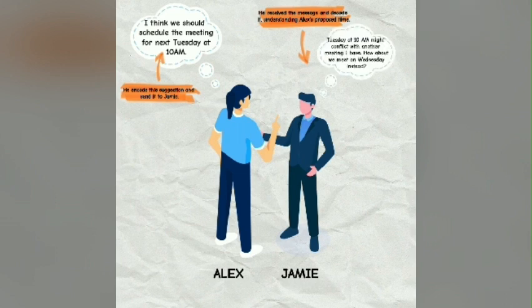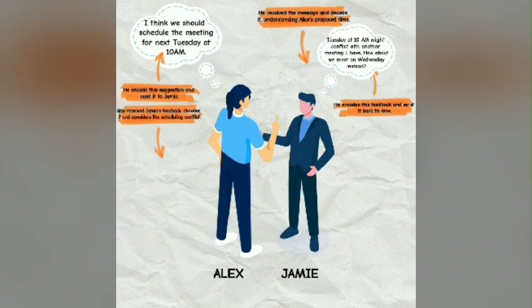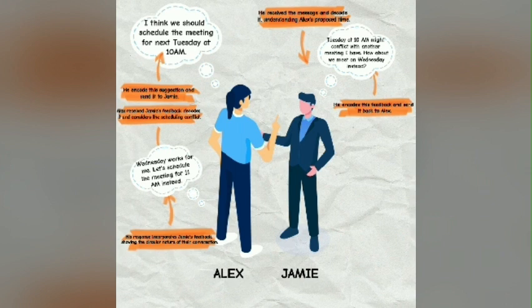Jamie says, "Tuesday at 10 a.m. might conflict with another meeting I have. How about we meet on Wednesday instead?" Jamie encodes his feedback and sends it to Alex. Alex receives Jamie's feedback, decodes it, and considers the scheduling conflict. Alex responds, "Wednesday works for me. Let's schedule the meeting for 11 a.m. instead." Alex incorporates Jamie's feedback, showing the circular nature of their conversation.